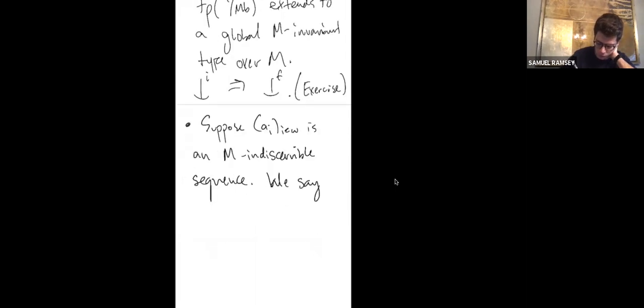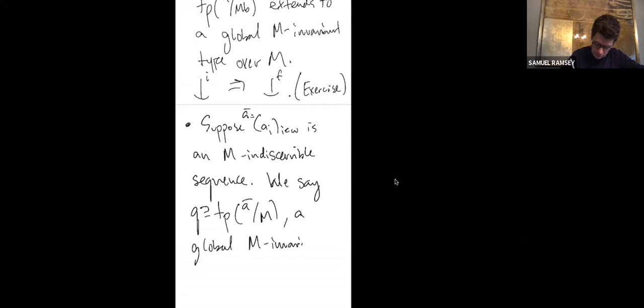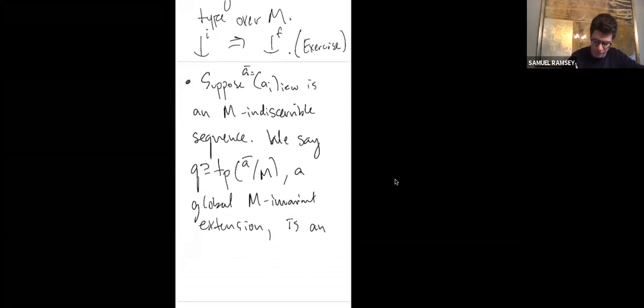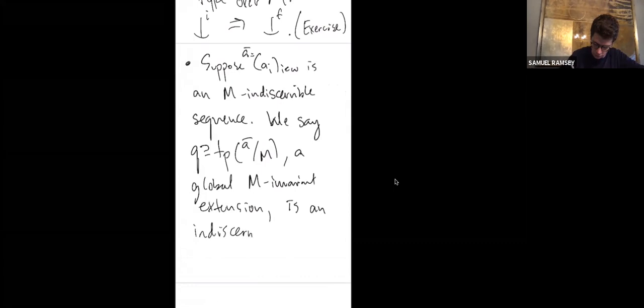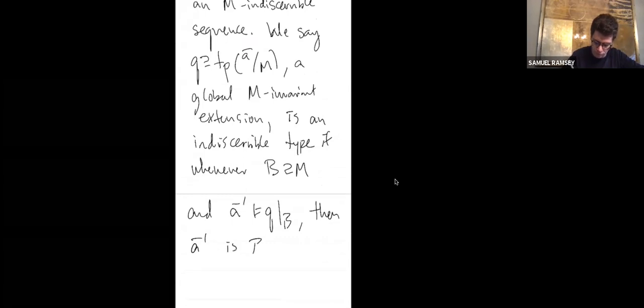We say Q extending the type of A bar over M, where I'm going to call this whole sequence A bar, so I take some type which is a global M-invariant extension, is an indiscernible type if whenever B is a set of parameters, say containing M, and A bar prime realizes Q over B, then A bar prime is B-indiscernible.